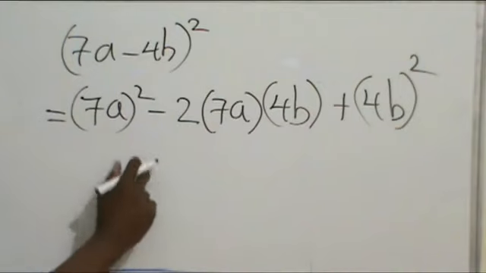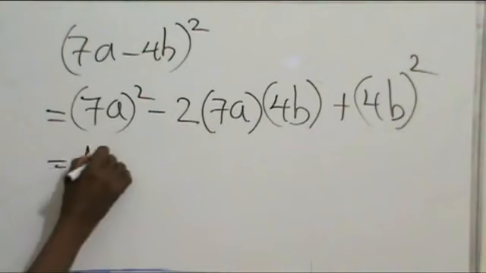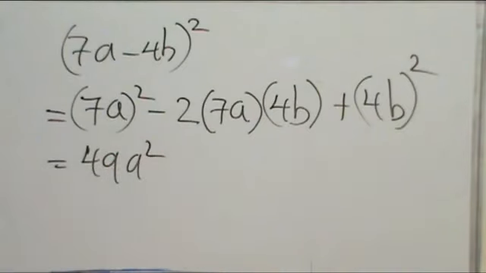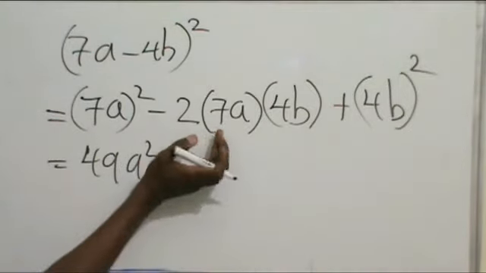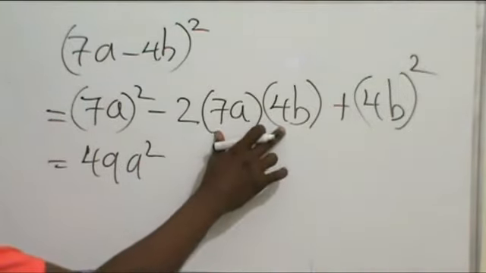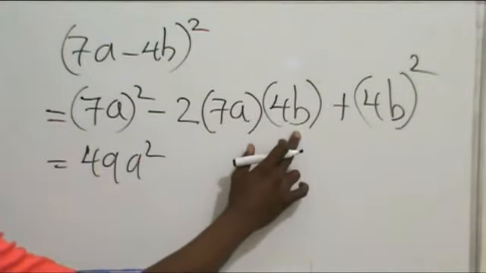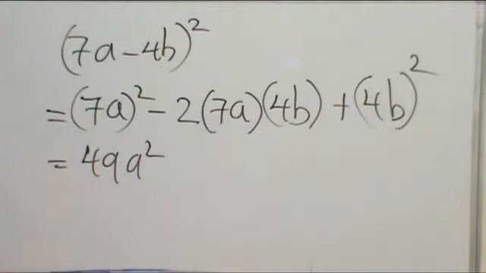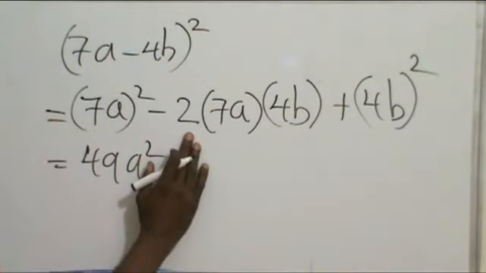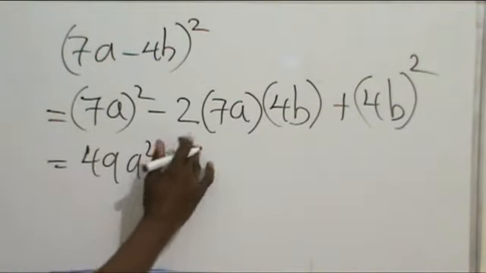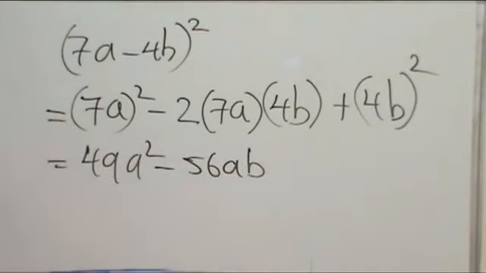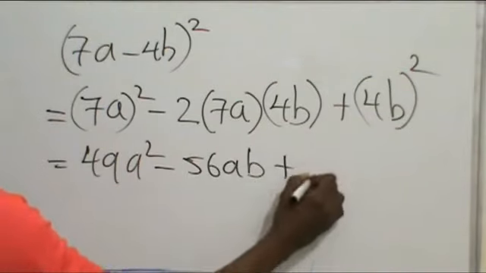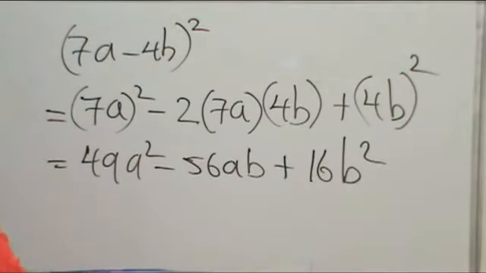So (7a) all to be squared will be 49a squared. Minus 2 by 7a by 4b. 7a by 4b is 7 by 4 is 28. a by b is ab. So that will be 28ab by 2. 28 by 2 is 56. Alright? So that will be 49a squared minus 56ab plus (4b) squared is 16b squared. And that is it.